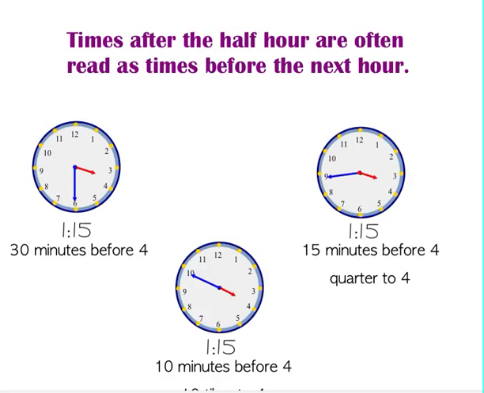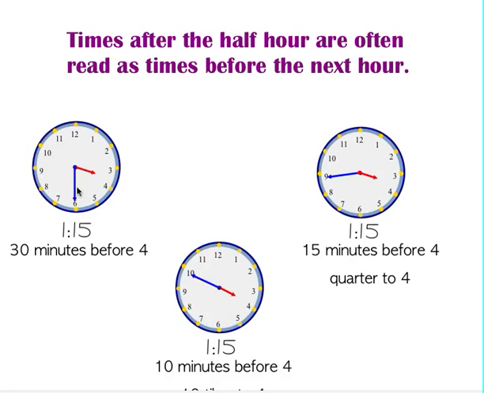Now let's look at the times after the half hour. They are often read as times before the next hour. So these clocks are all almost to the 4. So the way we're going to read these is almost to the 4. We're going to use the number 4, the hour 4.